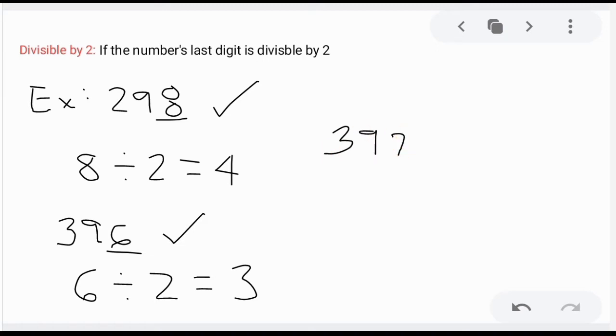Let's try another example. We have 397. 7 is the last digit. And if we divide it by 2, we get 3.5. So, it is not divisible by 2.